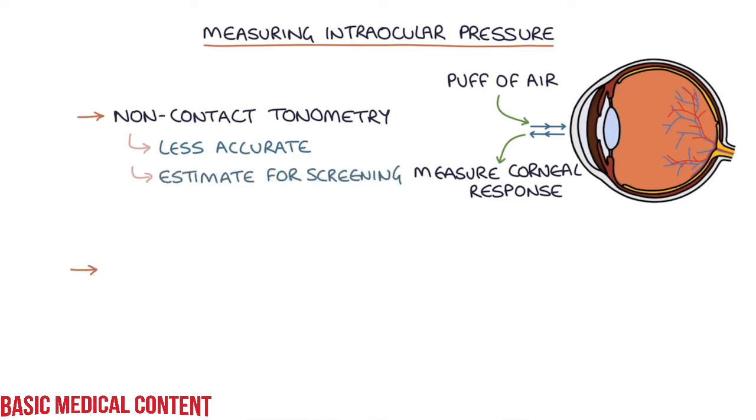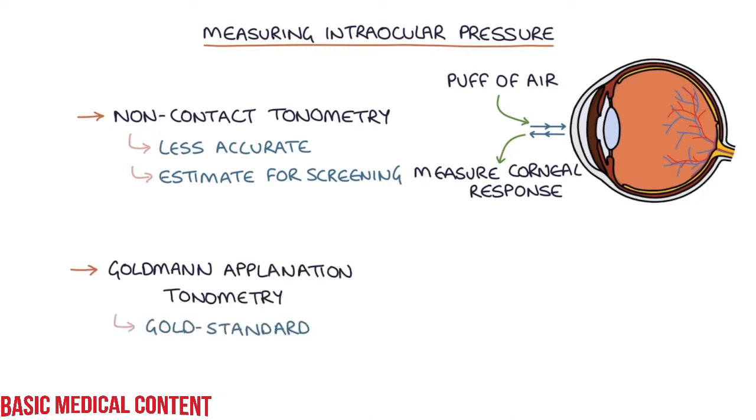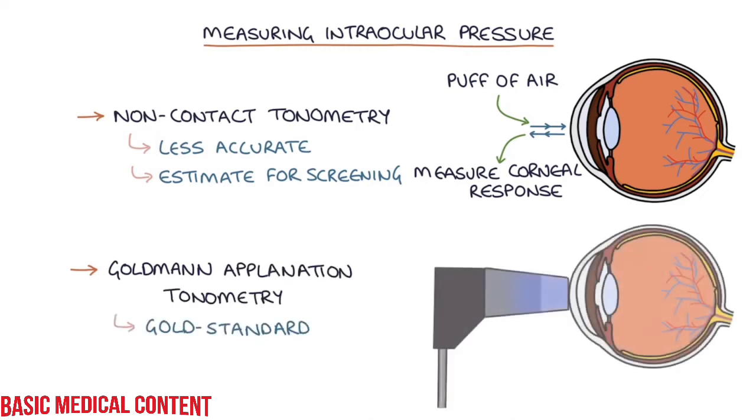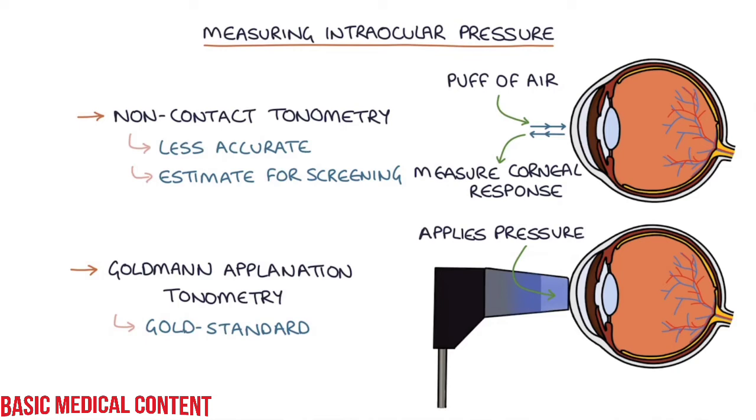The second way of measuring intraocular pressure is something called Goldmann applanation tonometry, and this is the gold standard way of measuring the intraocular pressure. This involves using a special device mounted on a slit lamp that actually makes contact with the cornea and applies different pressures to the front of the cornea to get an accurate measurement of the intraocular pressure. So the machine actually presses down on the cornea to check how much resistance there is and indicate how much pressure there is within that cornea.